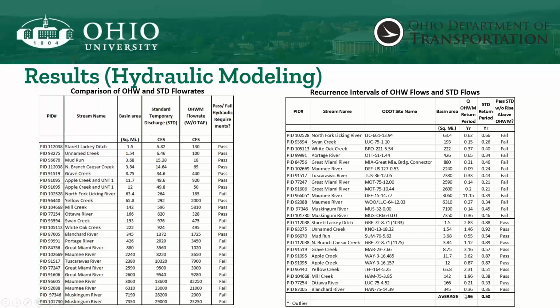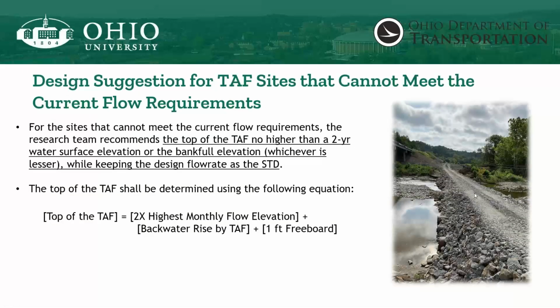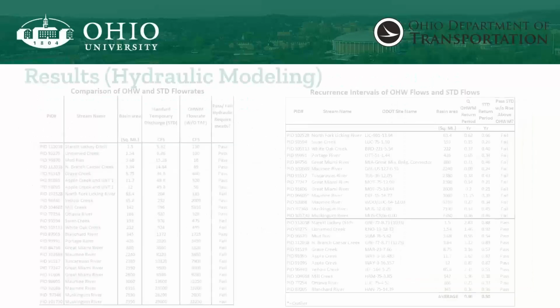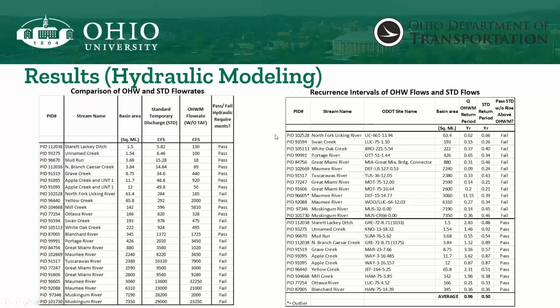So if you look at the average of the return period, it's 0.96 or 0.5 for the standard temporary discharge. But that's including all the past sites and failed sites. So this can be done with Agile models. Without Agile modeling, it'll be really difficult to complete these two tables.